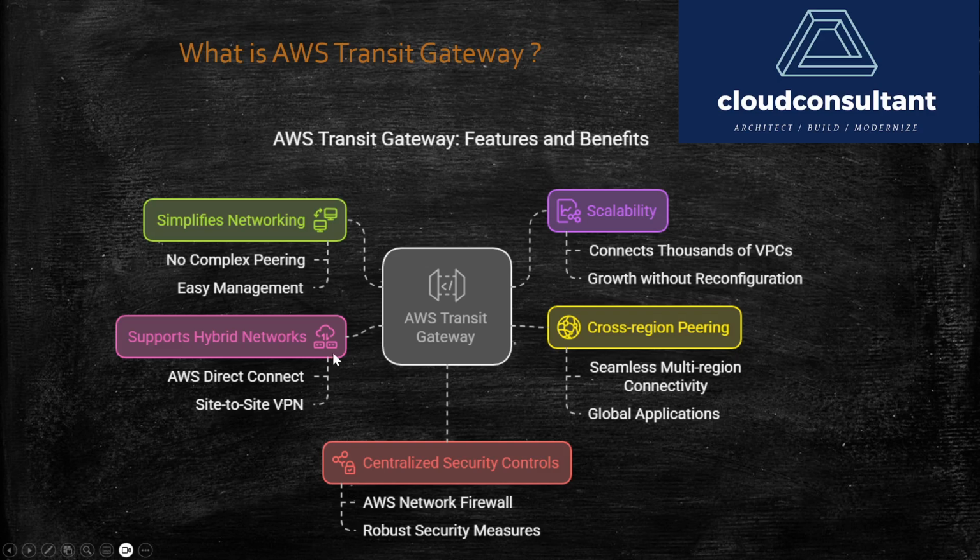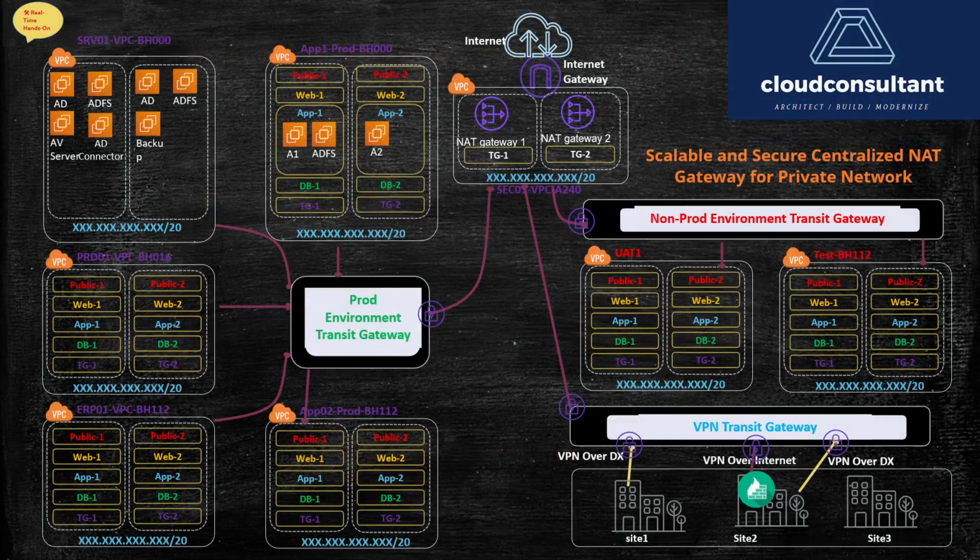In this video, we will be using a transit gateway to connect multiple VPCs securely and show you how to set up a centralized NAT gateway for all your private subnets in a scalable and secure way. So let's move to the architecture diagram.